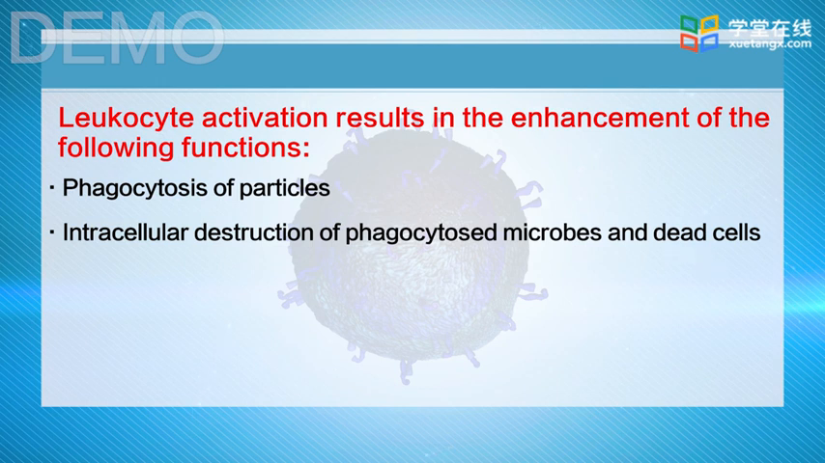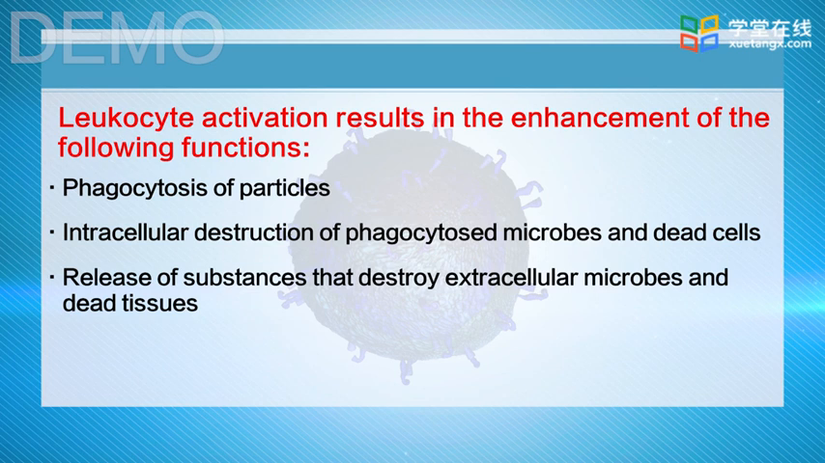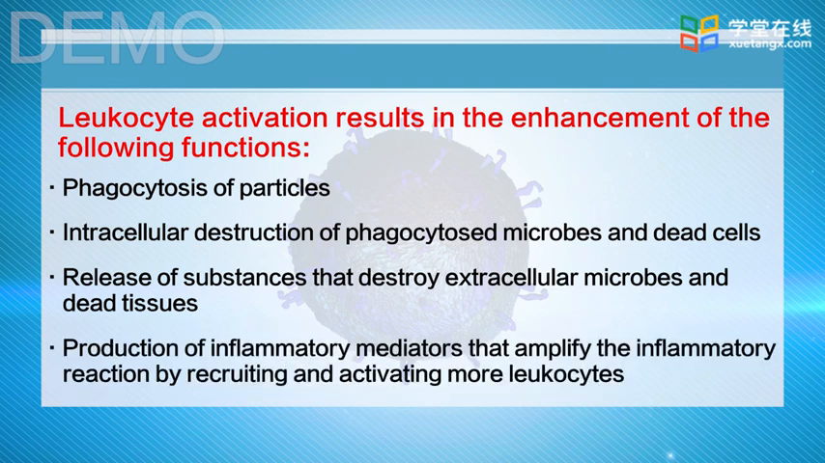Leukocyte activation results in the enhancement of the following functions: phagocytosis, intracellular destruction of phagocytosed microbes and dead cells, release of substances that destroy extracellular microbes and dead tissues, and production of inflammatory mediators that amplify the reaction by recruiting and activating more leukocytes. Therefore, while the enhancement of these functions would facilitate destruction of noxious stimuli and amplify the inflammatory reaction, they would also cause tissue injury at the same time.